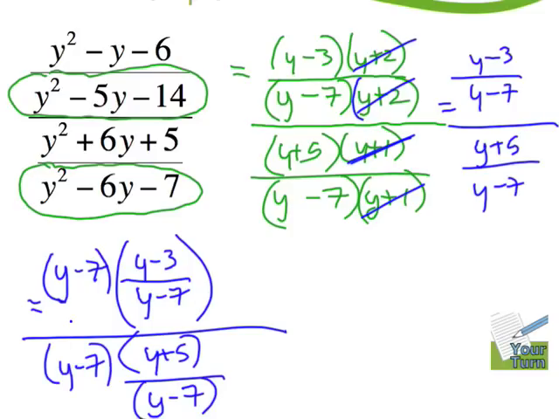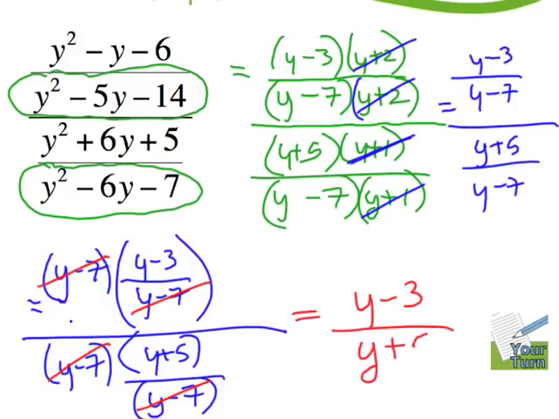When I do that, this and this gives a common factor of 1. This and this gives a common factor of 1. So when the dust settles, all I'm left with on top is y minus 3. All I'm left with on the bottom is y plus 5.